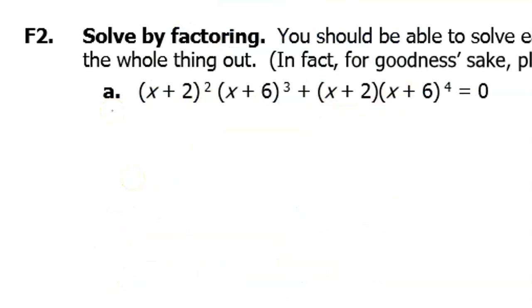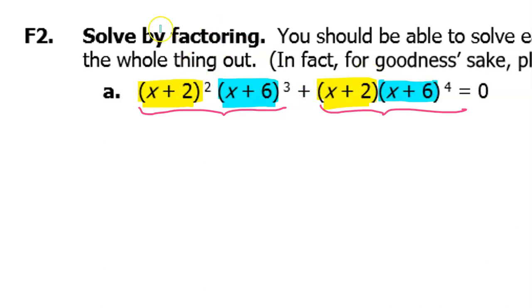In set 2, problem A, we have the problem sort of divided up into two parts. So we got this first part here and another part here. In each part, we see common factors. I see x plus 2s in each part, and I see x plus 6s in each part. So let's take out these common factors. So we're going to factor out the x plus 2 and the x plus 6.